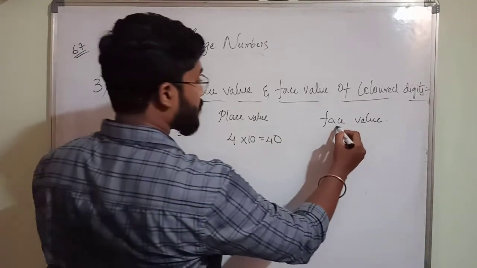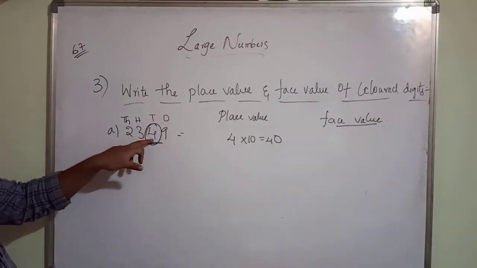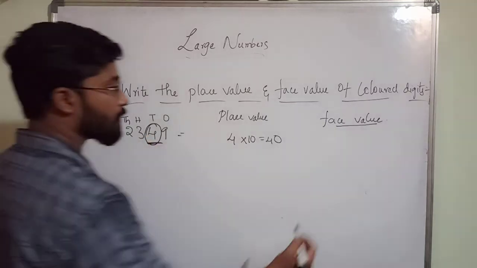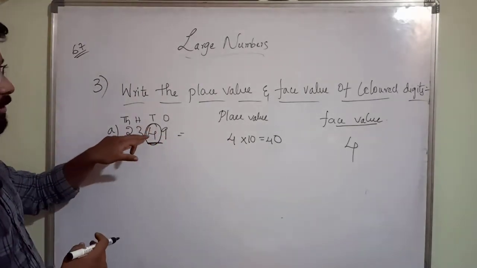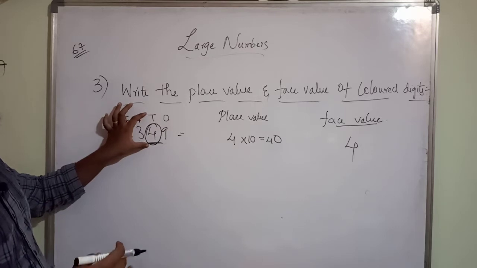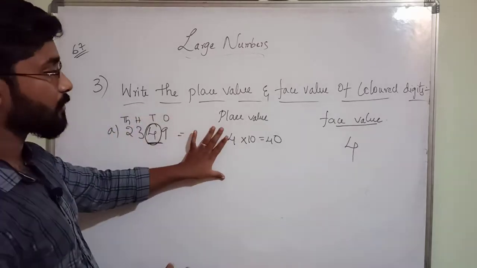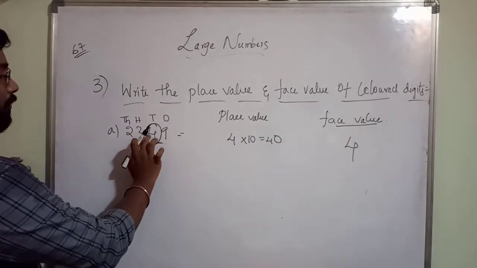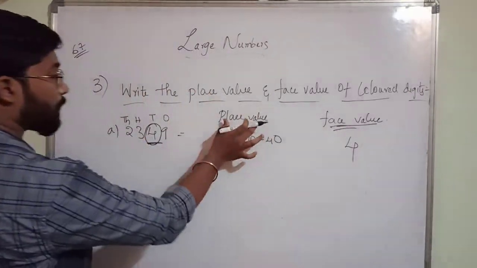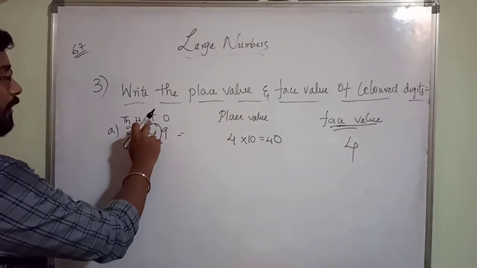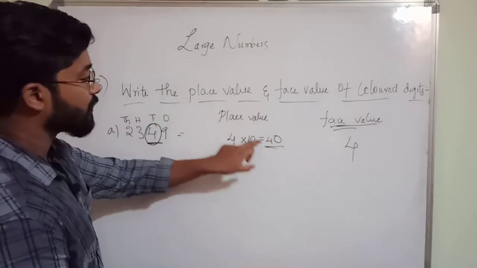Next, face value. If you are looking at the face of the number, what are you getting into your mind? What is this number? 4. 4 is only the face value. By looking at the number, what can you recognize? This number is 4. In which place it is there, you are not to worry about that. You have to worry about that in place value, not in face value. By looking at the number, you can know this is 4. So write the 4. That is the face value. But in place value, the number into in which place it is there? 4 into tens place. So you will get 40. 40 is the place value.